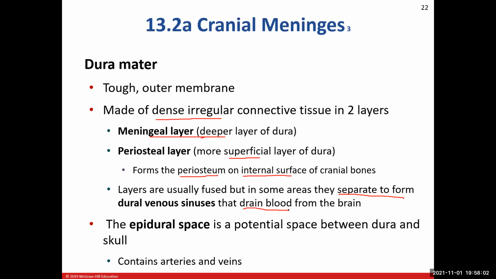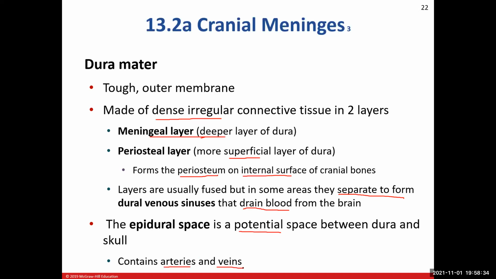All right, so in these areas where the meningeal layer and the periosteal layer separate from one another, they become blood-filled spaces, the dural venous sinuses. And these dural venous sinuses will drain blood away from the brain. Then on the outside of the Dura Mater, we have another potential space. We call that the epidural space. And in this space, you will have arteries and veins.